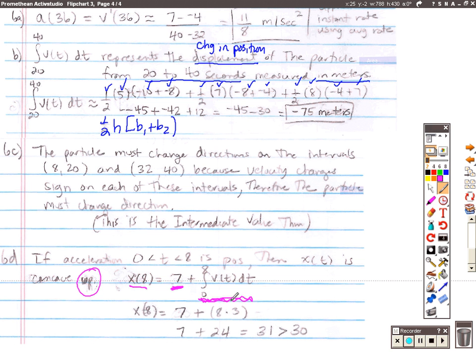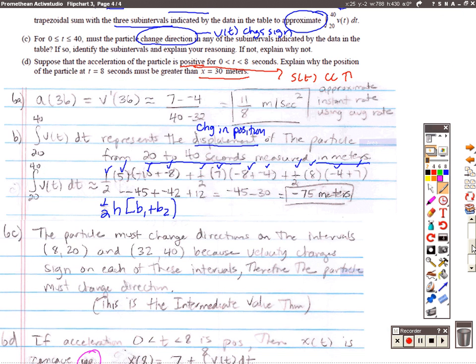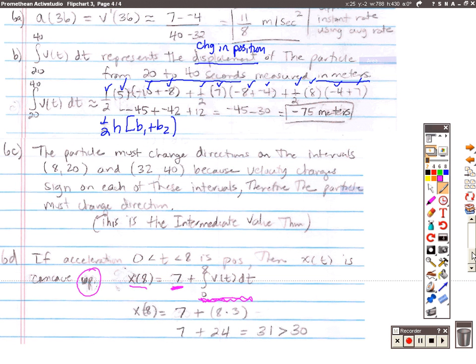So if I go back up and do the smallest approximation that I can find, that would be a rectangle that is 8 by 3, which is 24. So I'm going to take 7 and add the 24 that I just gained and get 31. 31 is greater than 30, and since this is the smallest approximation that I could have for the area, then the actual area has to be greater than 30.